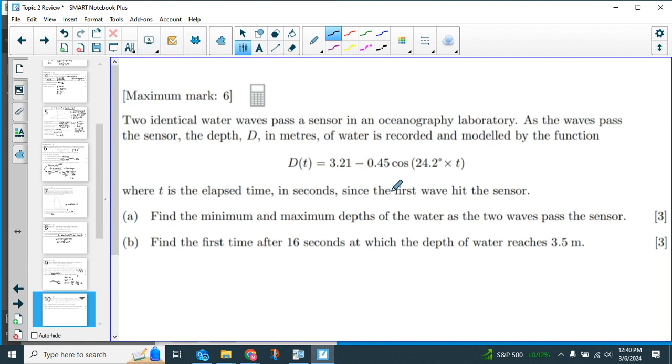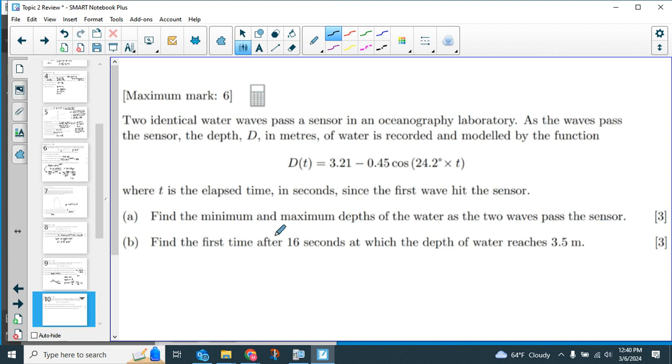Next question. 2 identical water waves pass a sensor in an oceanography laboratory. As the waves pass the sensor, the depth, d, in meters, of water is recorded and modeled by the function d of t is equal to 3.21 minus 0.45 times the cosine of 24.2 t, where t is the elapsed time in seconds since the first wave hit the sensor. A, find the minimum and maximum depths of the water as the 2 waves pass the sensor.